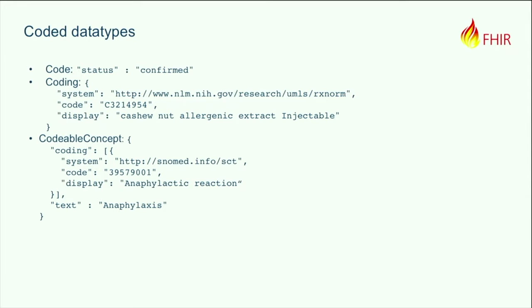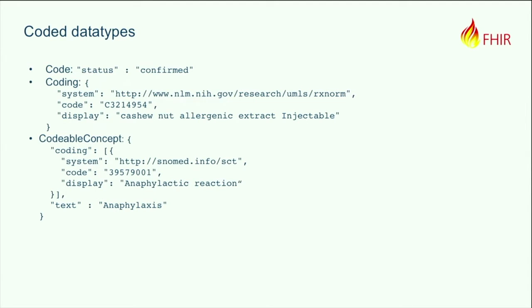The first one is code, and there's an example there. A code is really like a string. Often a status, the set of possible values for codes are almost all defined in the specification, and they're almost all required. We use them for structural things, like a status, which is the most common use. The next one we have is the coding data type.